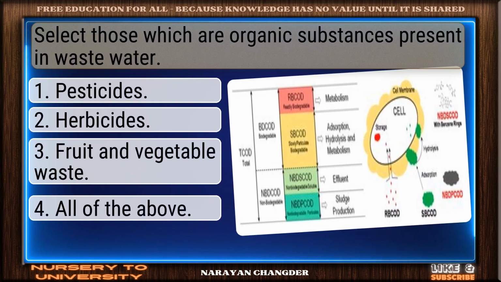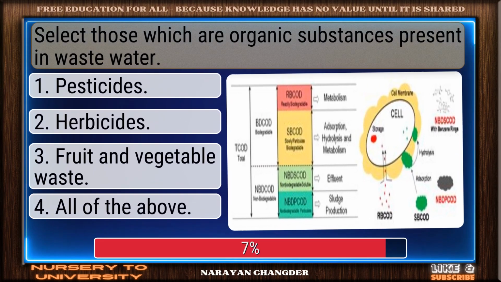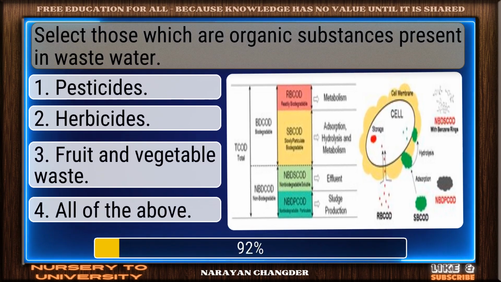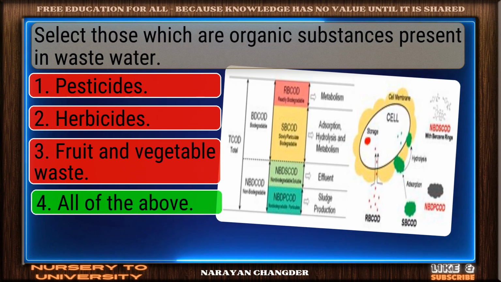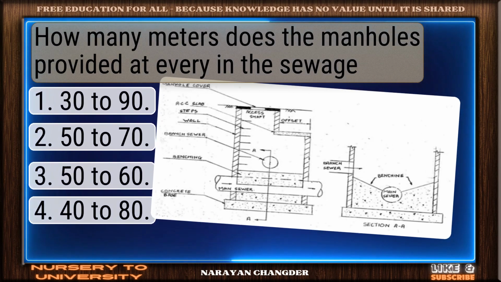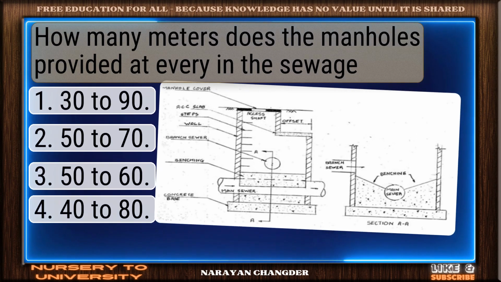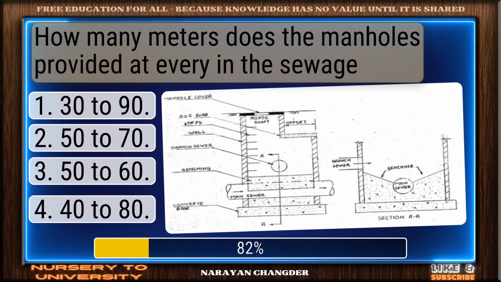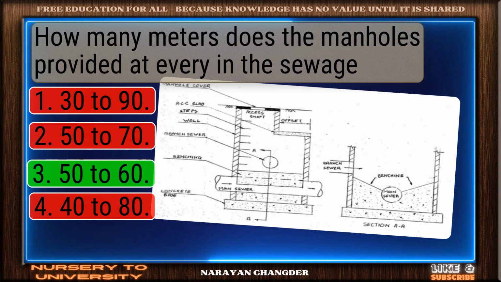Question number 44. Select those which are organic substances present in wastewater. Great job. All of the above is the accurate answer. Question number 45. How many meters does the manholes provided at every in the sewage? On track. 50 to 60 is the correct answer.